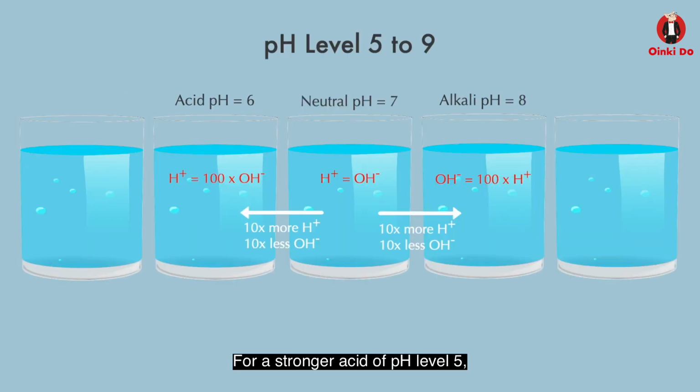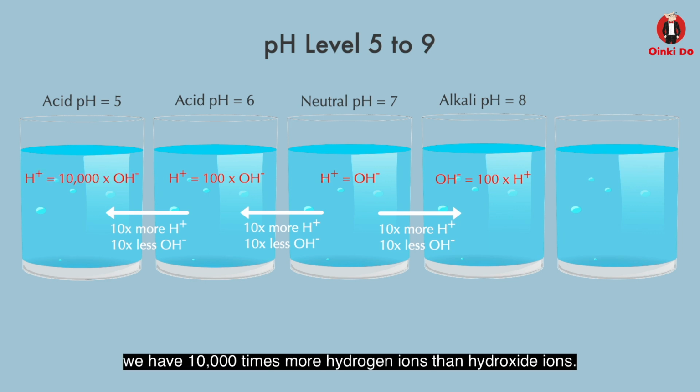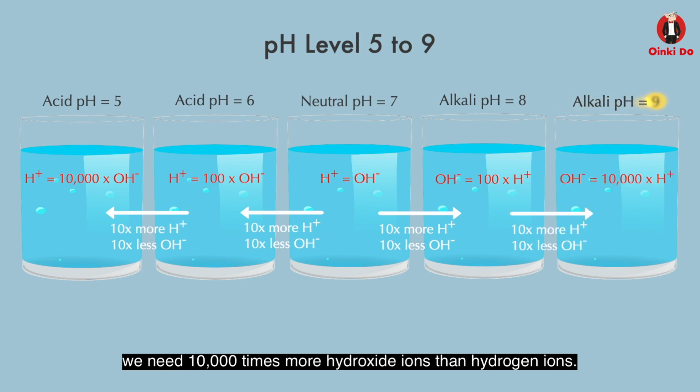For a stronger acid of pH level 5, increase the hydrogen ions another 10 times and decrease the hydroxide ions another 10 times. At that point, we have 10,000 times more hydrogen ions than hydroxide ions. For a stronger alkali with a pH level of 9, we need 10,000 times more hydroxide ions than hydrogen ions.